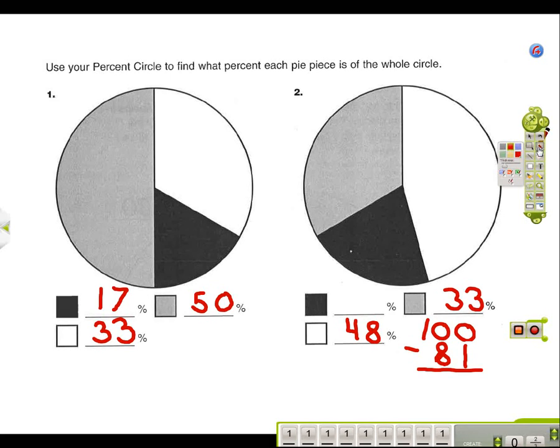What do you think it is? 19? It is 19. So what would this be? 19%. That's it.